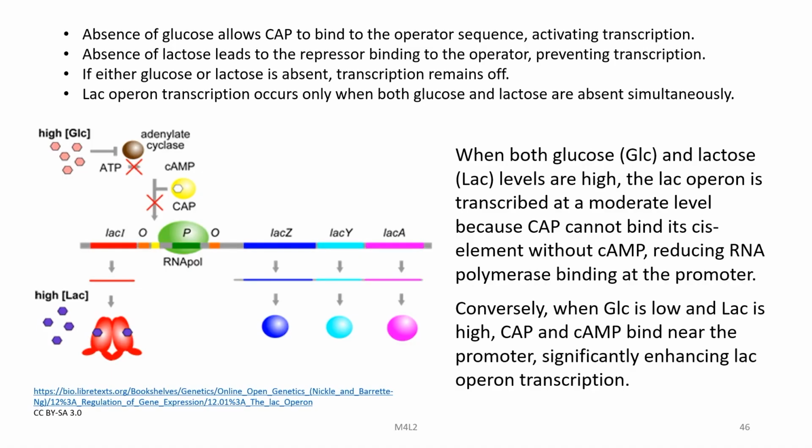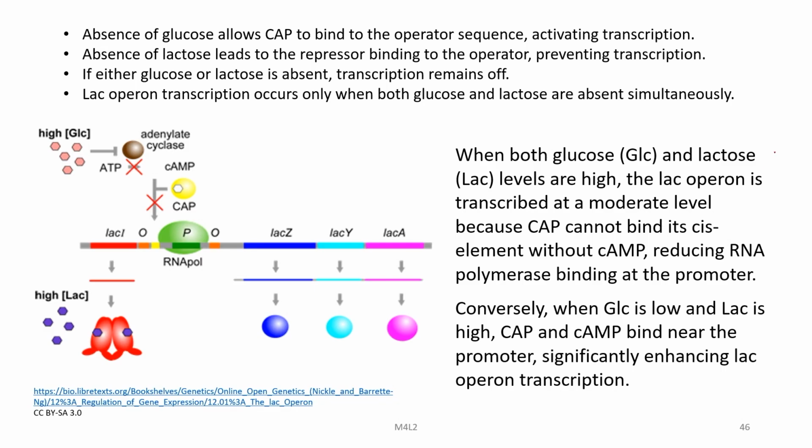E. coli prefers glucose, thus the lac operon is highly expressed only when glucose is low and lactose is present, ensuring efficient gene expression based on nutrient availability. Absence of glucose allows CAP to bind to the operator sequence, activating transcription. Absence of lactose leads to the repressor binding to the operator, preventing transcription. If either glucose is present or lactose is absent, transcription remains off. Lac operon transcription occurs only when glucose is absent and lactose is present simultaneously.